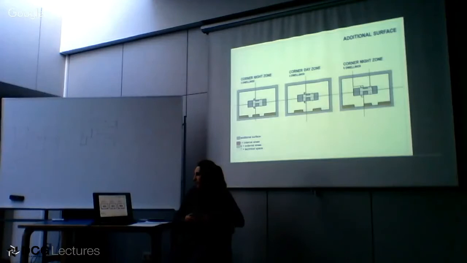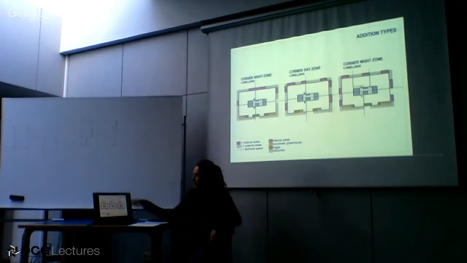This theoretical extension then has been characterized with internal areas, external areas, and technical space. So what is in pink were internal areas that we then assigned to different zone divisions, and what remains in gray were the balconies that were added all around the building.